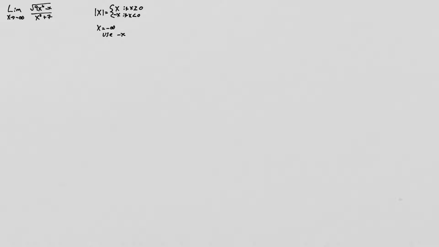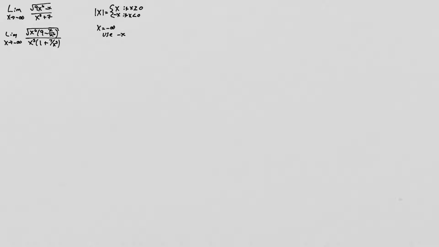All right, so first thing I want to do is I'm just going to factor out x to the 6th on top, and that's going to give me the square root of x to the 6th times 9 minus x over x to the 6th. And on the bottom, I'm going to factor out an x cubed, and that's going to give me 1 plus 7 over x cubed. And of course, this is still the limit as x approaches negative infinity.